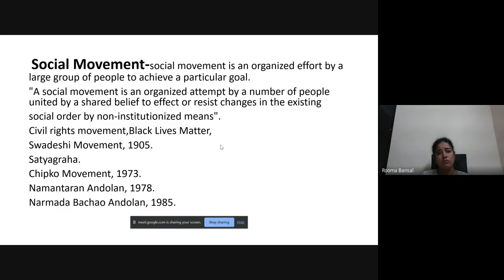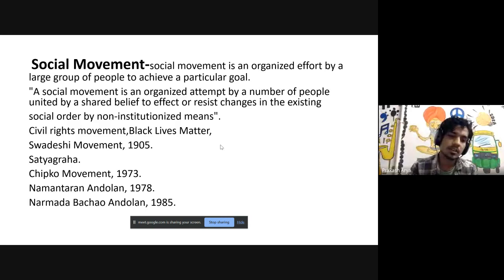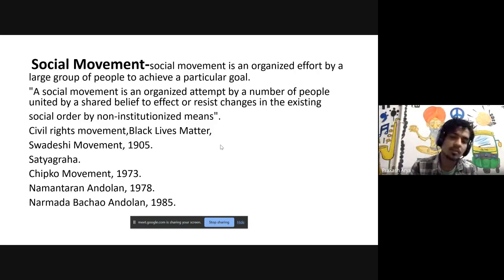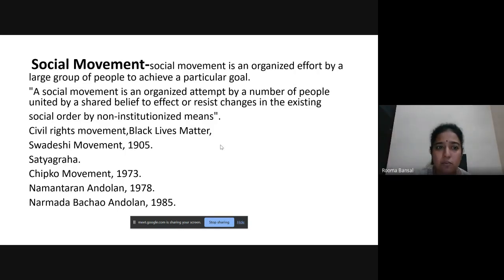That is social movement. Have you heard about Swadeshi movement, Swadeshi Abhiyan, Satyagraha, Chipko Andolan? What was Chipko Andolan? Anybody can answer? It was to save trees. People gathered around and covered all the trees so that nobody could harm them and cut them. Correct. This is a social movement. What is Swadeshi Abhiyan? Swadeshi Apnao. You should use commodities and goods made in our own country. That is Swadeshi Abhiyan. What is Satyagraha? Narmada Bachao Andolan. All these are examples of social movement.